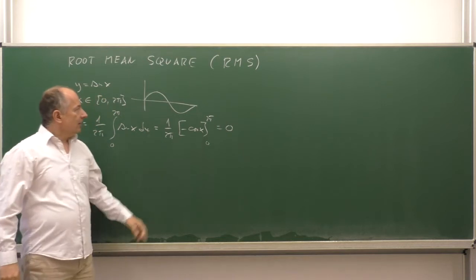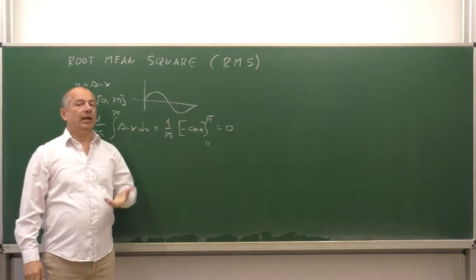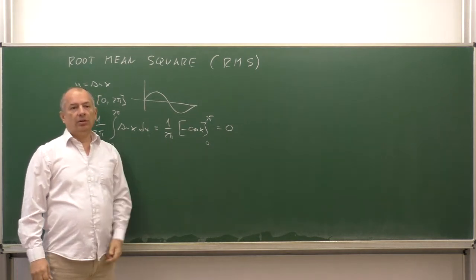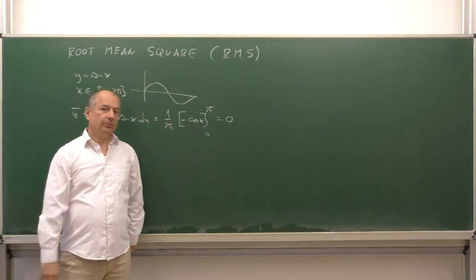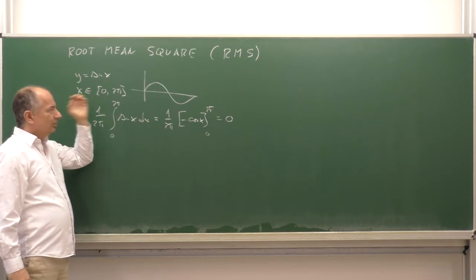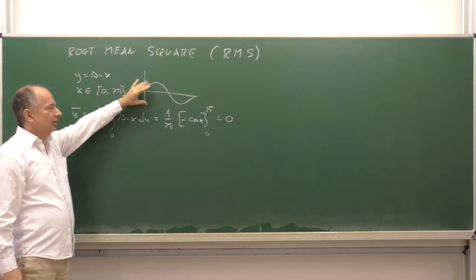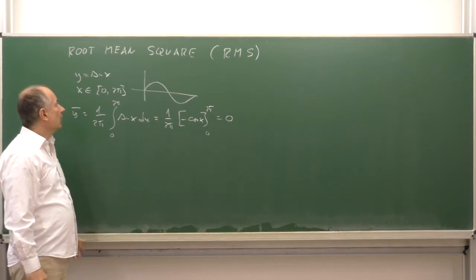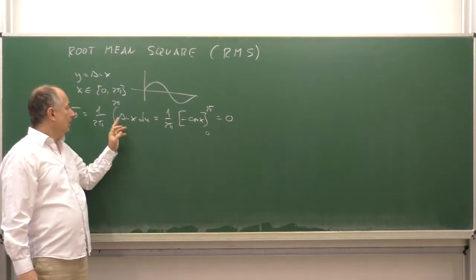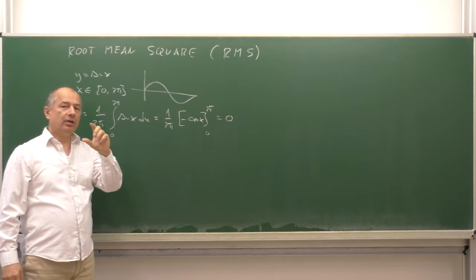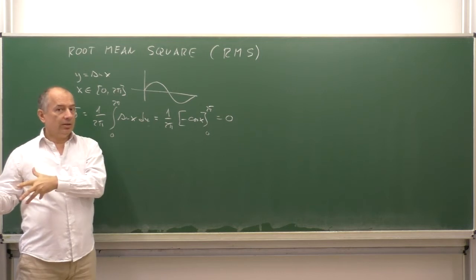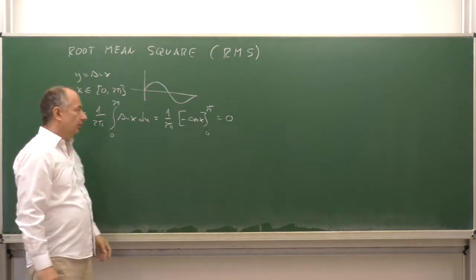Sine is a typical function that describes, say, alternating current that comes to your household from electricity station. So 0 is not a good value to characterize the energy, the strength of this signal. And then we use the root mean square. That means before averaging, we first square a function, then we compute the average, and then we take the square root to get the same physical units.